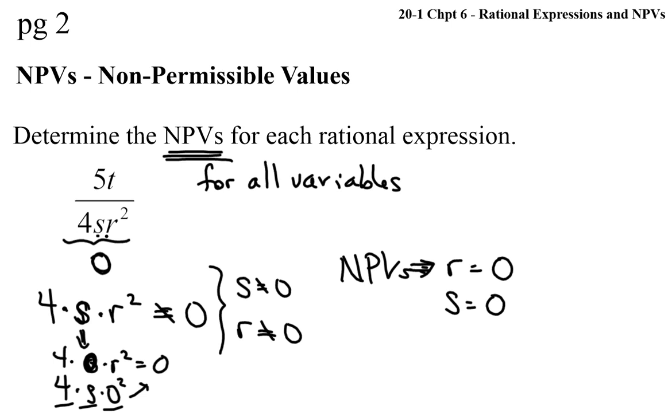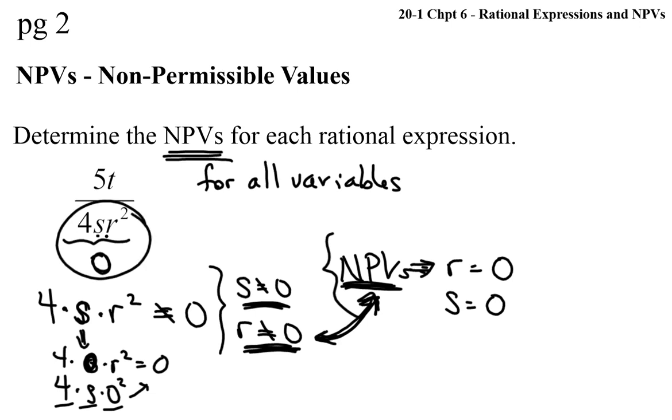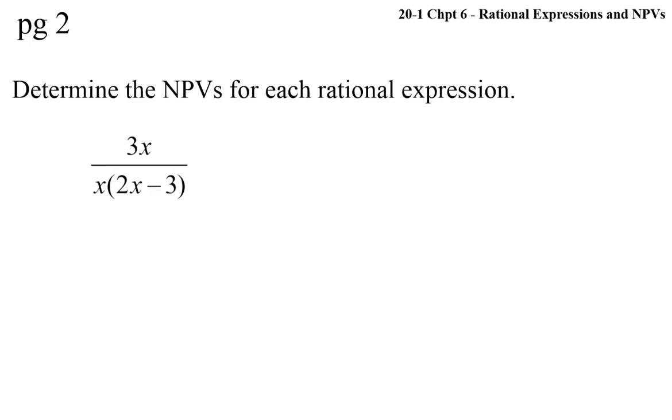Now it gets a little confusing. An NPV, r equals 0, s equals 0, which is saying that s can't be 0, r can't be 0. I honestly don't care which way you see it. Different resources actually sort of show it either way. We're saying s can't be 0, so that means s equal to 0 is the NPV. We're saying r can't be 0, so the NPV is when r equals 0. It will create a denominator of 0, which just isn't allowed.